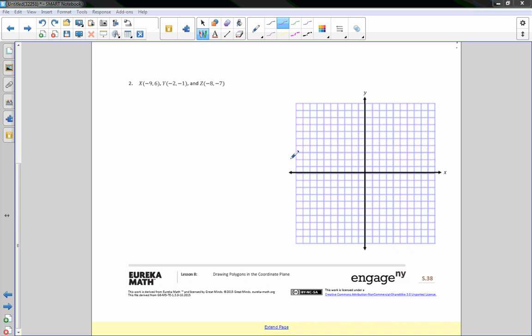Okay, so now we're on to problem number 2. And I'm going to first graph the points. Negative 9 is right here. On the x-axis, we start at 0, left 9, up 6 is right here, and that is x. Negative 2, left 2, negative 1 is here, and that is y. And c is negative 8, negative 7, and that is c. So let me get my ruler.